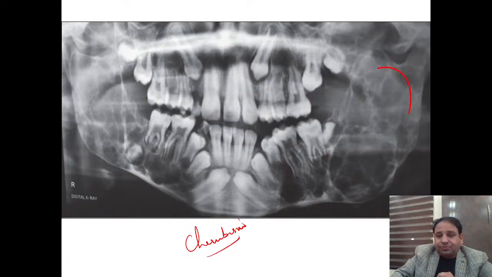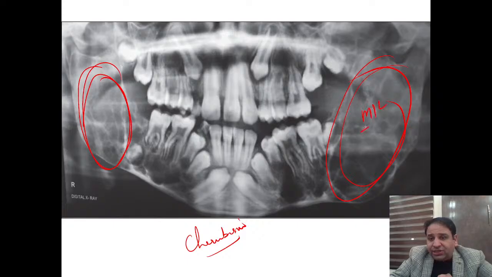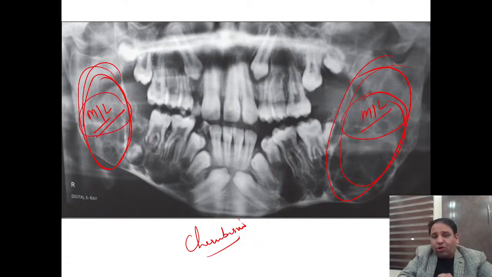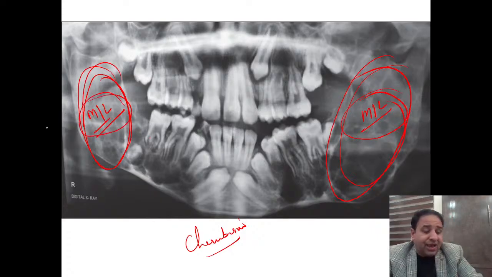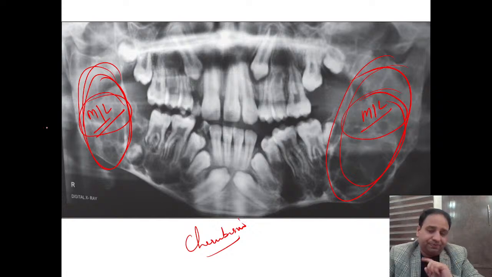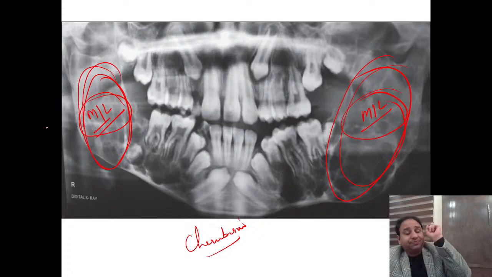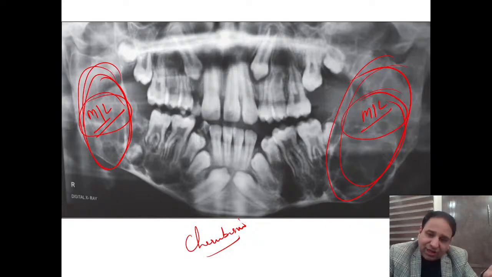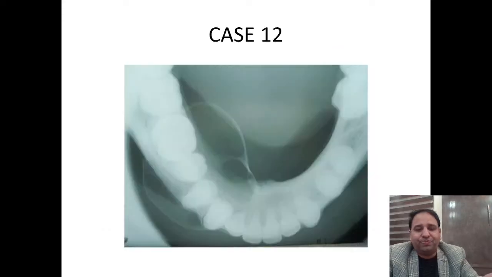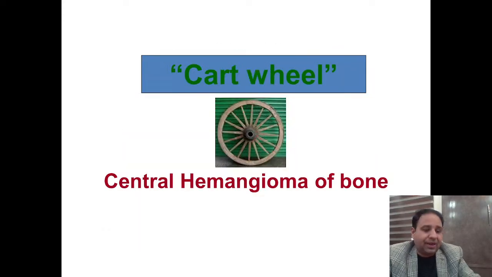Look, bilateral ramus involvement is there. Here also a multilocular lesion, here also a multilocular lesion. Both sides have multilocular lesions, so what you see here is cherubism. If you see mixed dentition and a child with bilateral involvement of multilocular lesions, they are expecting cherubism as the answer from all of you. Alright, students, please remember that.